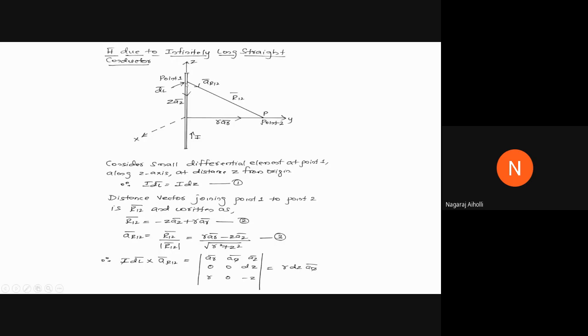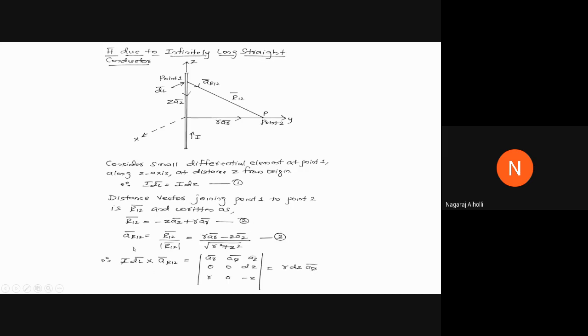That gives the magnitude of the distance vector R12 bar. If we want to find the unit vector along the R12 bar direction, from point 1 to point 2, that is AR12 bar, it is given by the vector divided by its magnitude. We know that always the unit vector is given by the vector divided by its magnitude. The vector is minus ZAZ bar plus RAR bar. I will write plus RAR bar first, minus ZAZ bar, divided by its magnitude. Its magnitude is the square root of R square plus Z square. This is equation number 3.